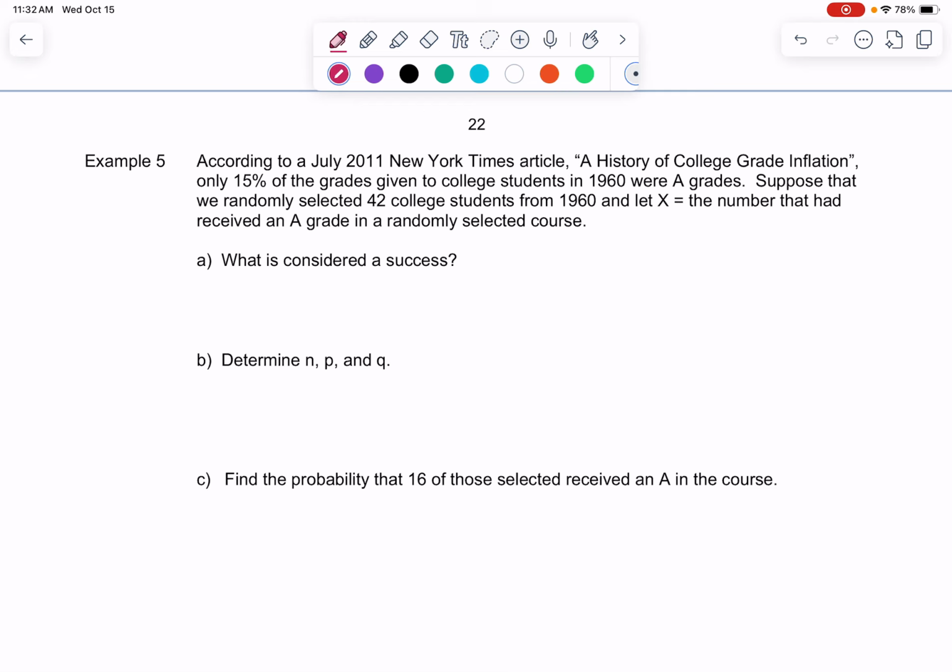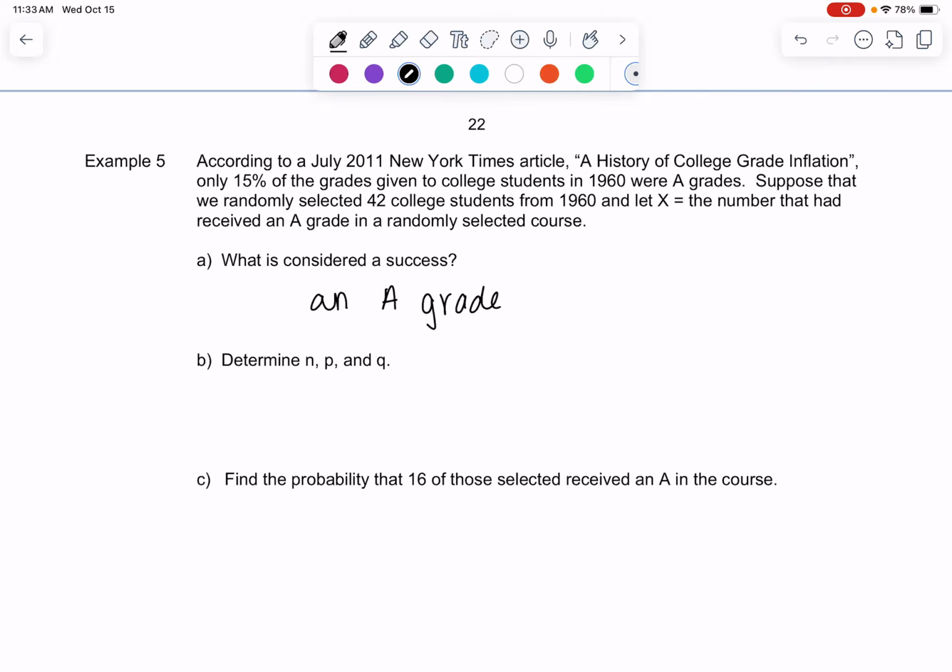So even though letter grades have lots of options, this is binomial because we're just doing an A or not. So my success would be receiving an A, so an A grade. And then not an A is my failure. So B, C, D, F are all grouped together, the way this is worded.